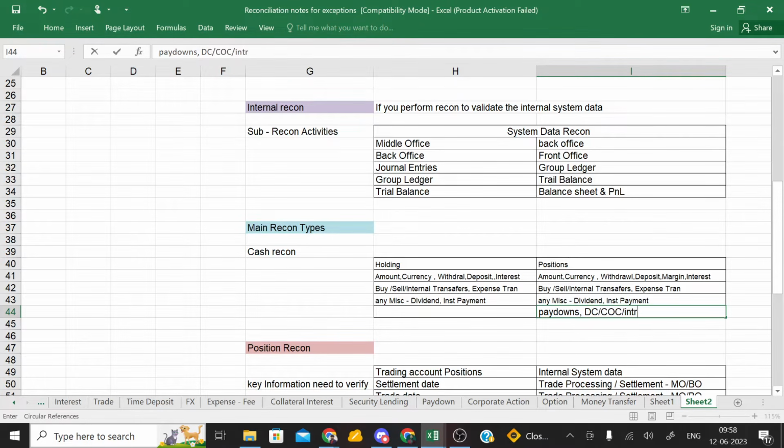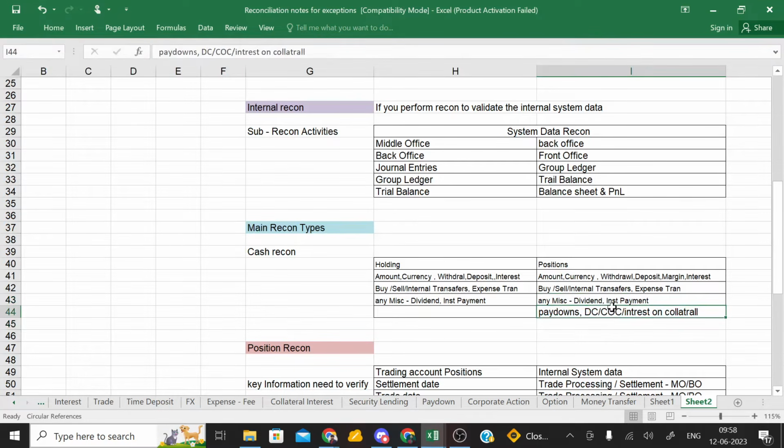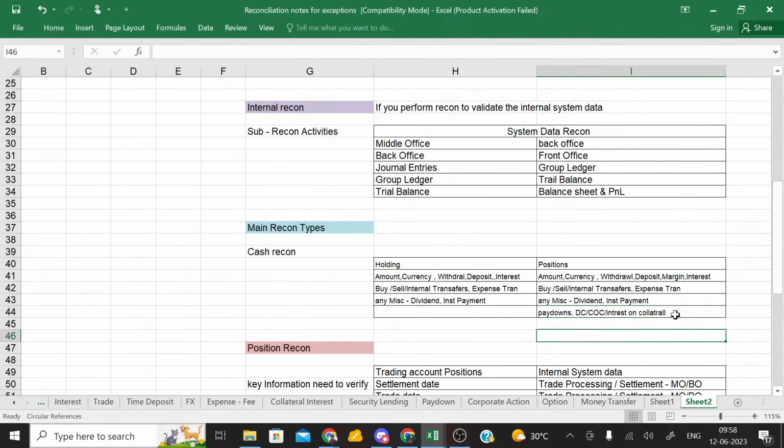interest on collateral. So those would be your transaction types under positions and under holding when you perform the cash recon.